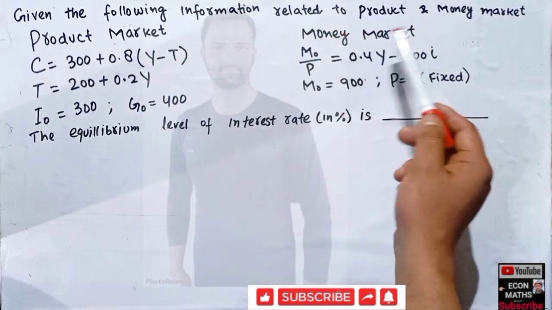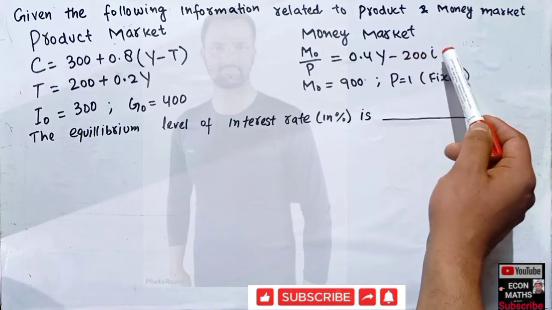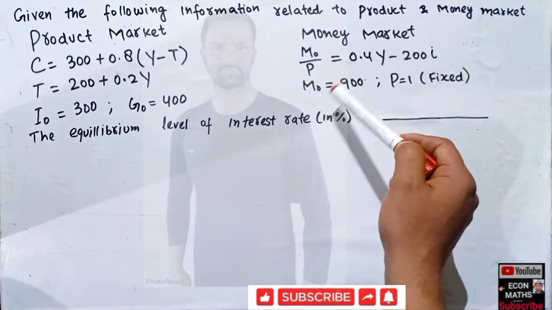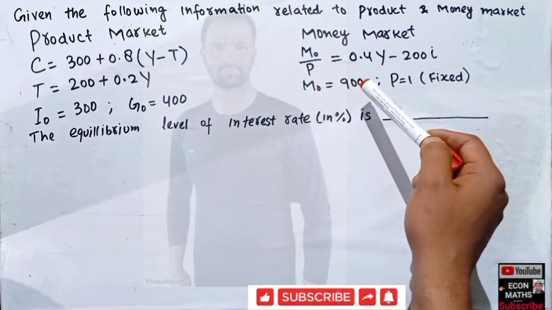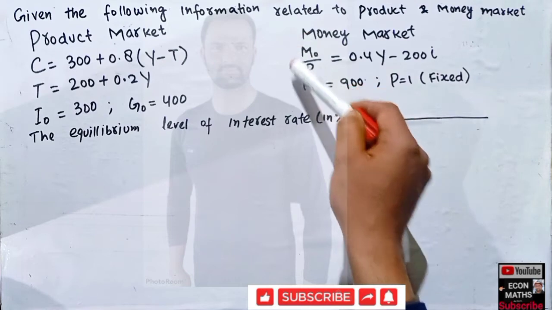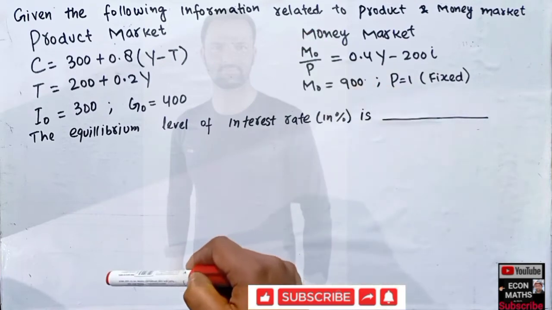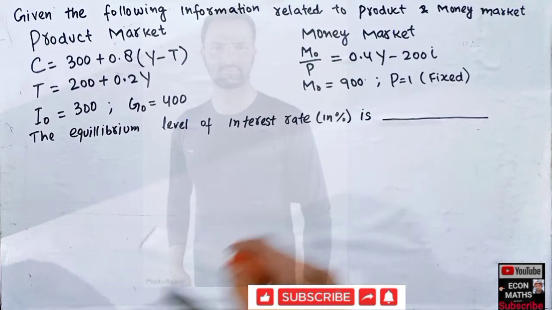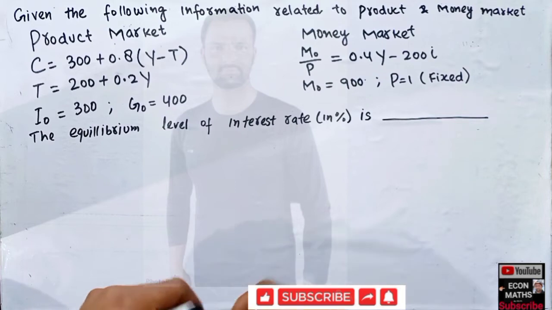On the money market side, we have M naught upon P is equal to 0.4y minus 200i, where M naught denotes the nominal money supply, which is 900. Price is 1, which is fixed. That means M naught upon P denotes our real money supply, and i is the interest rate. We are told to find the equilibrium level of interest rate. So let's first solve the product market.